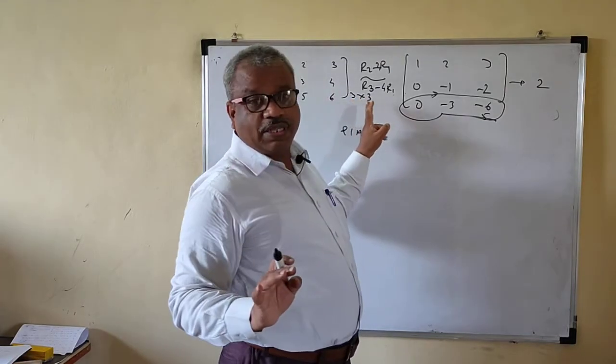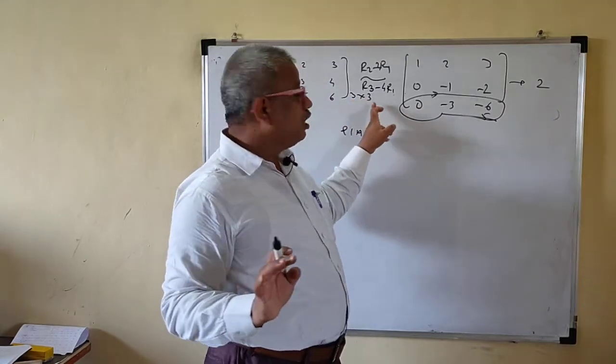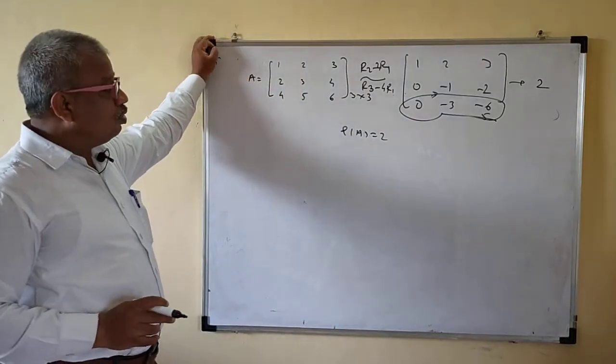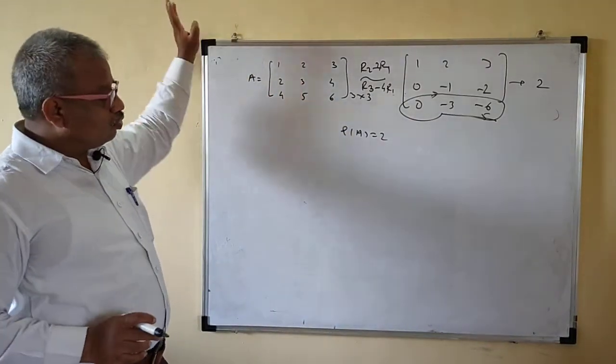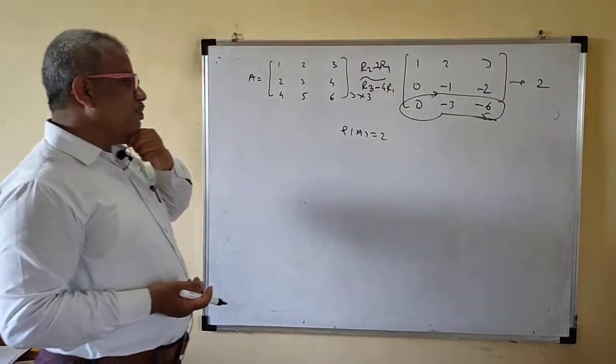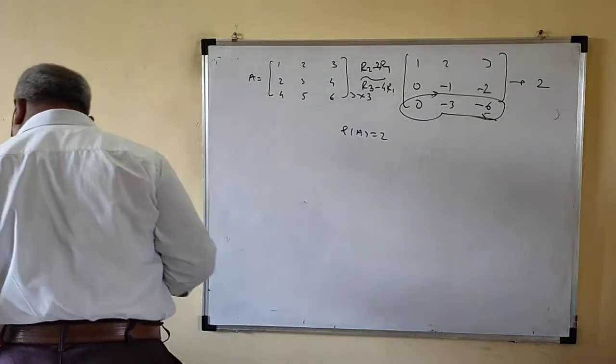Because rank plus nullity is the number of columns, which is 3. So here you got the rank is 2. For this rank of 2, if you want the nullity, nullity will be 1. Nullity will be 1.